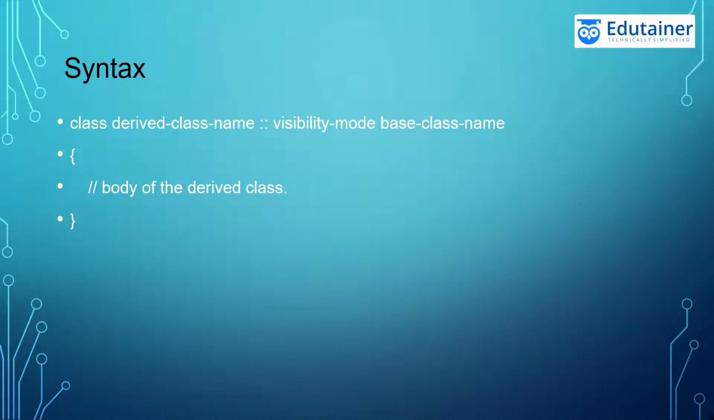You can see the syntax over here. First of all, we have the class, then we have the derived class name. Over here we will have the child class, or the derived class name. Then we will have the scope resolution, as you can see. Then we will have the visibility mode. What is the visibility mode? Visibility mode is public, private or protected. And then we will have the base class name, that is the parent class name. And then we will have the body of the derived class. So this is the syntax of inheritance.